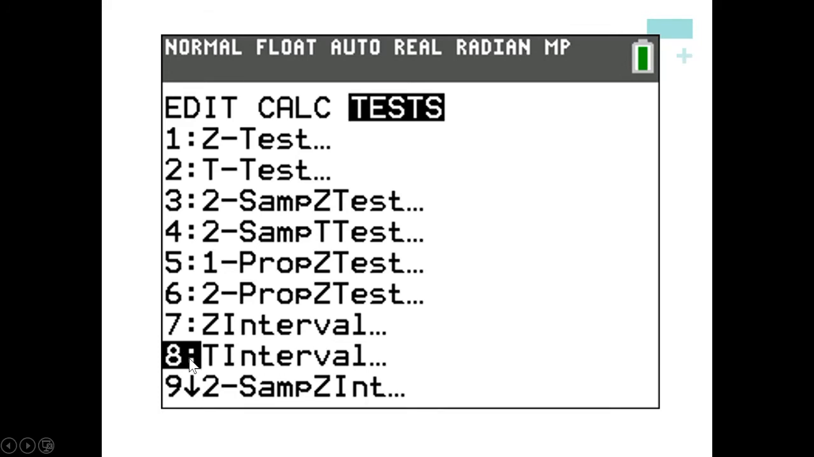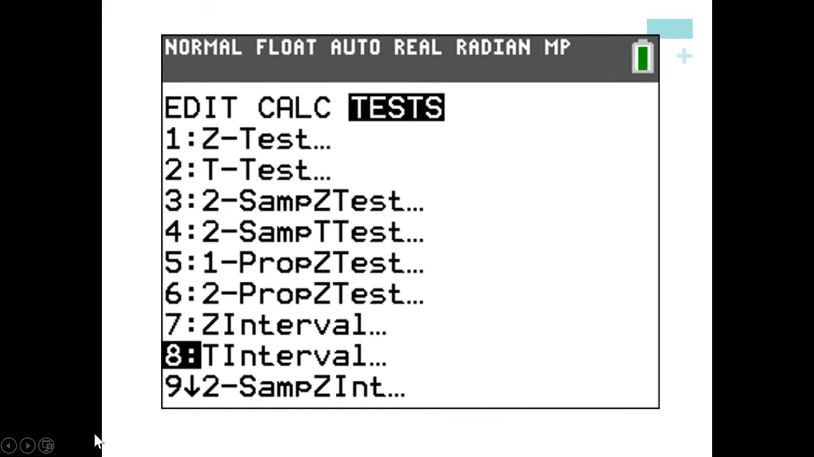And then it's not z interval. This would be for means. We would want to scroll down and actually get 1 proportion z interval. We'll do tests next chapter. We'll use the tests ones next chapter. But 1 proportion z interval. So you should scroll down and you should find 1 proportion z interval.